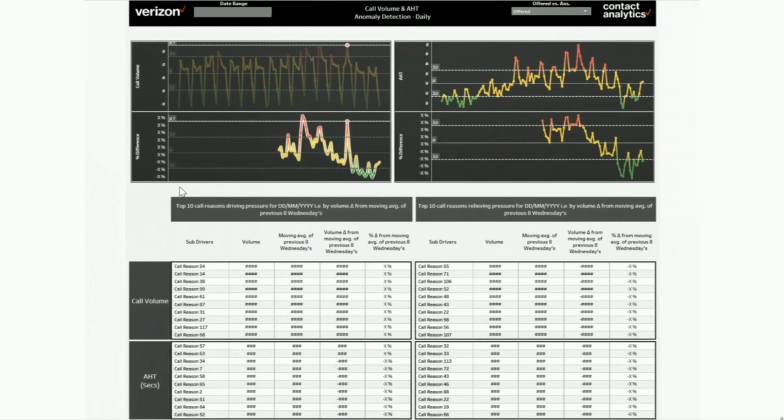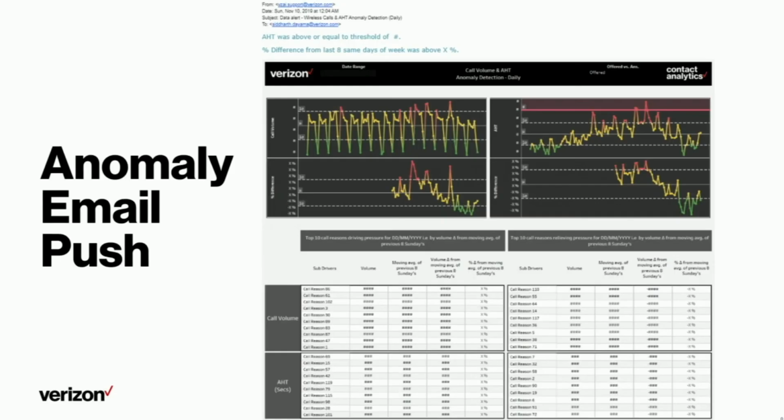Detecting an anomaly is one part of the job. A crucial component is to convey that to the pertaining stakeholders, right? So in the detection system, we've built it in a way where not only does it detect the anomaly, once it detects the anomaly, it shoots an anomaly email push. So this is an example of an email you would get, where in the view, it highlights the anomaly. So you can see that red band that showcases some of the points that have gone up. And it tells you AHT was above or equal to threshold of X percentage difference for the last 8 same days of week was above X percent, et cetera.